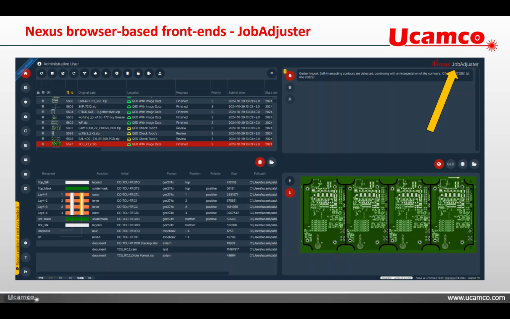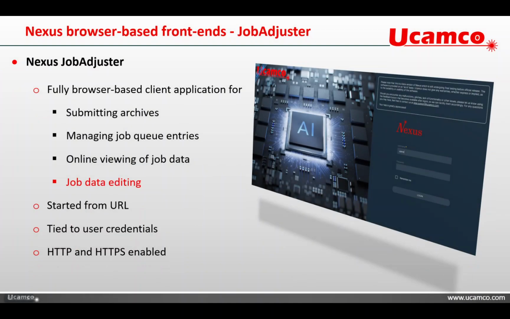All right. And then we have basically the same overview for JobAdjuster, which is going to be very quick because it's basically the same as Job Manager, apart from the item marked here in red on this slide, which is the job data editing. So of course, JobAdjuster can also submit archives and see what's in the queue and do online viewing of the job data. But on top of that, it can intervene in case of problems or make changes to the data.